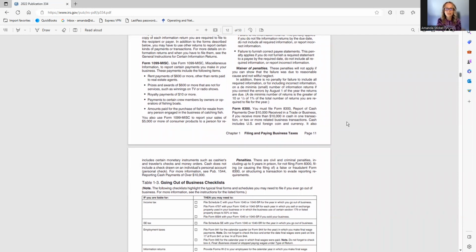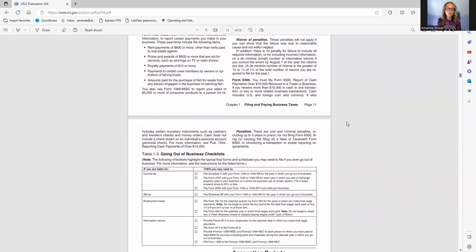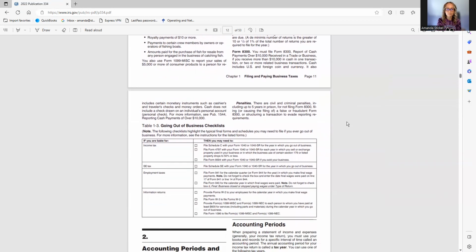Form 8300. You must file Form 8300, Report of Cash Payments over $10,000 Received in a Trade or Business, if you receive more than $10,000 in cash in one transaction or two or more related business transactions. Cash includes U.S. and foreign coin and currency. It also includes certain monetary instruments such as cashier's or traveler's checks and money orders. Cash does not include a check drawn on an individual's personal account, a personal check. For more information, see Publication 1544, Reporting Cash Payments of Over $10,000.